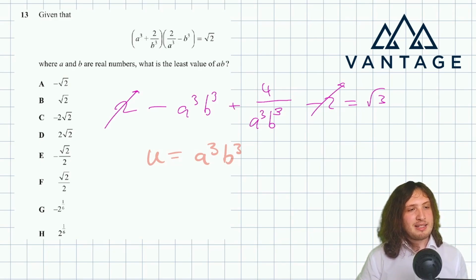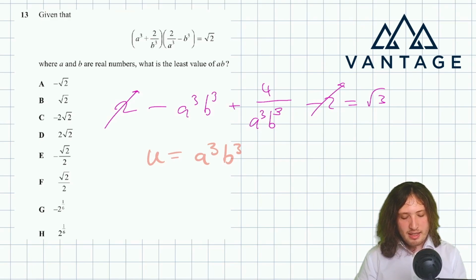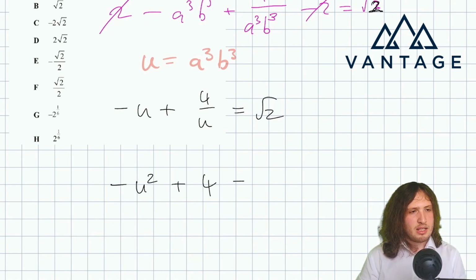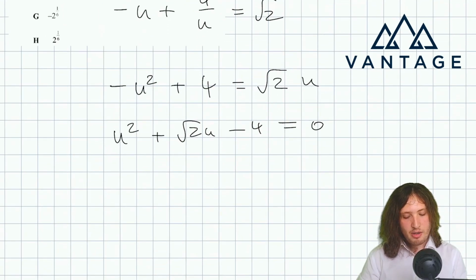So having made that substitution, just to keep things tidy, the equation reads minus u plus 4 by u is root 2. Sorry, that should have been a 2, not a 3. This is clearly going to turn into a quadratic if I just multiply through by u. So then I've got, if I bring everything onto the right, u squared plus root 2 u minus 4 is 0.